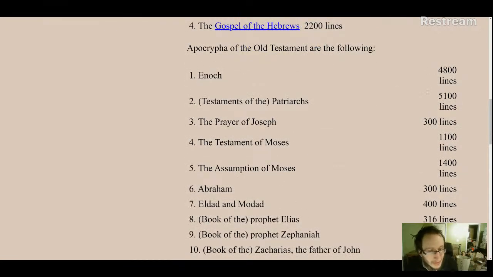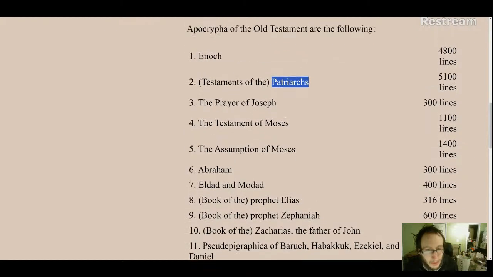So very long. The Testaments of the Twelve Patriarchs, 5,100 lines. What's interesting is the copies we have are significantly shorter than 5,100 lines. So that means that they had the original, long version that once existed. Here we have the Prayer of Joseph.